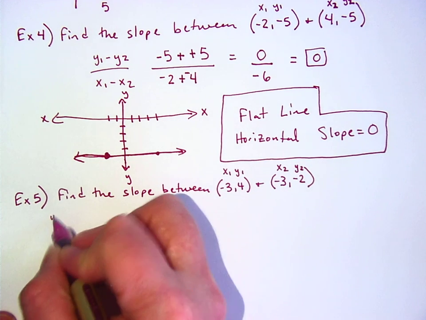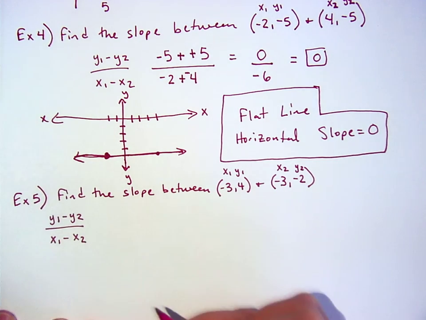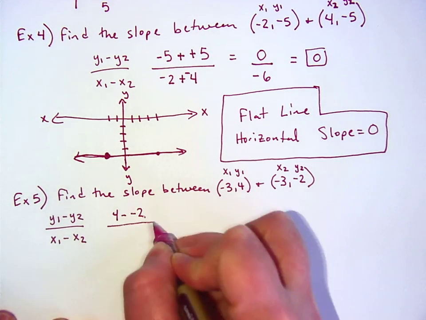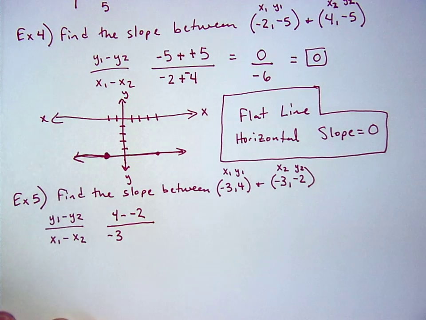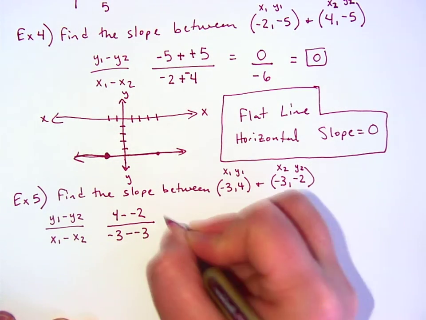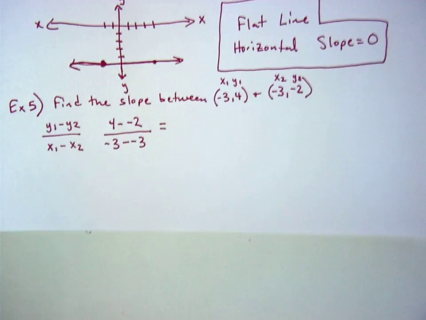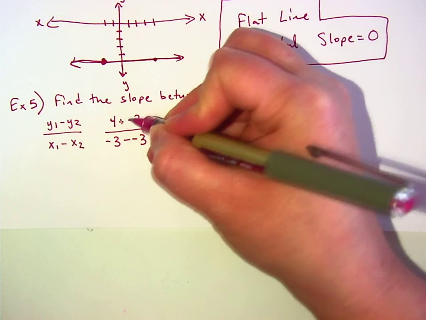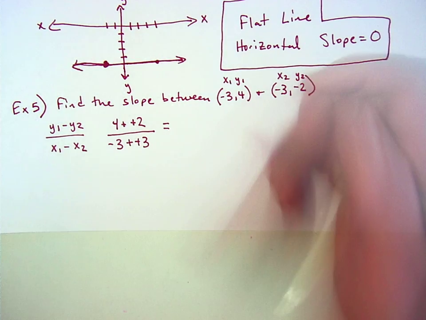I'm gonna start going through it with you guys. Y1 minus Y2 over X1 minus X2. Y1 is 4. Y2 is negative 2. X1 is negative 3. X2 is negative 3 as well. So it should be 4 minus a negative 2 divided by a negative 3 minus a negative 3. What do we do if there's two minuses in a row? Dash, dash, slash, slash. Which makes what on the top? 6. And on the bottom?